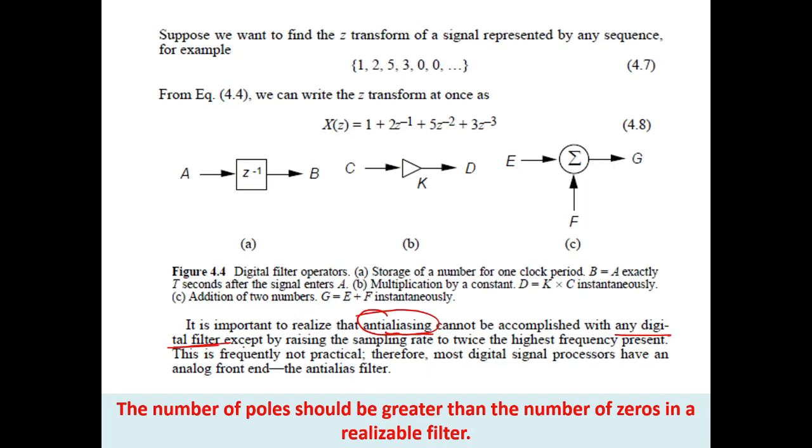So as I told you, raising the sampling rate to twice the highest frequency present, if you do it, then only you will be able to remove the aliasing from the signals. Okay, and in low cost devices, if there is aliasing due to spectral leakage, then you may have to increase it to more than 2 times the maximum frequency. Okay, so that precaution you need to take.